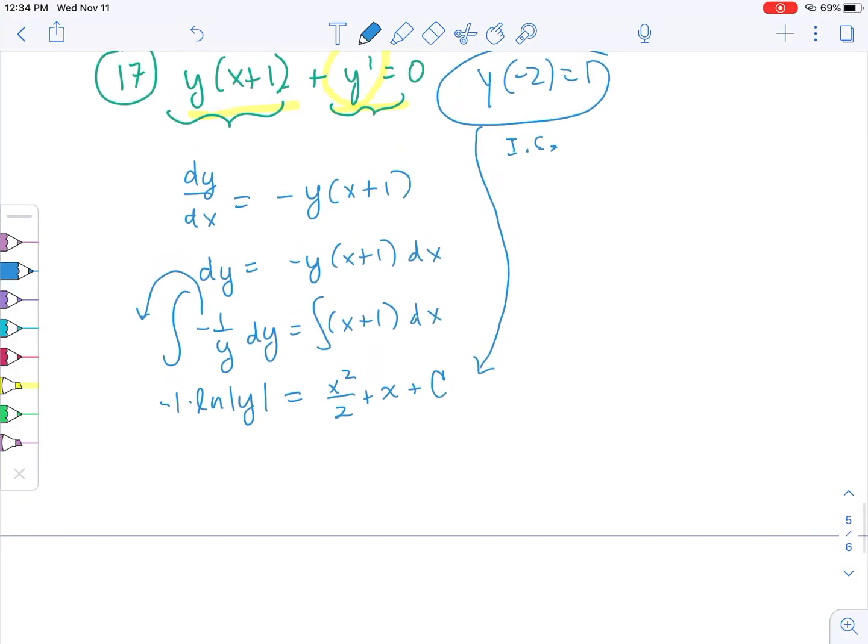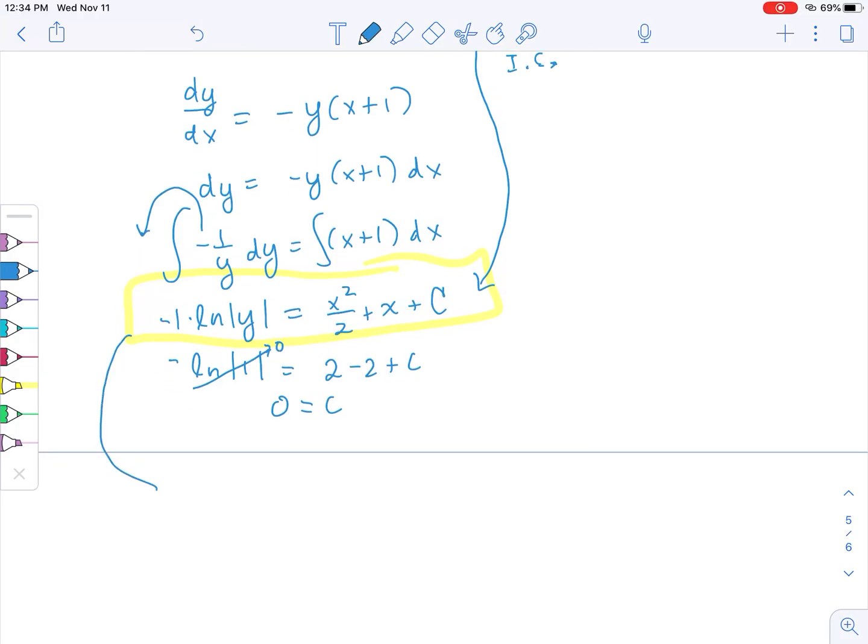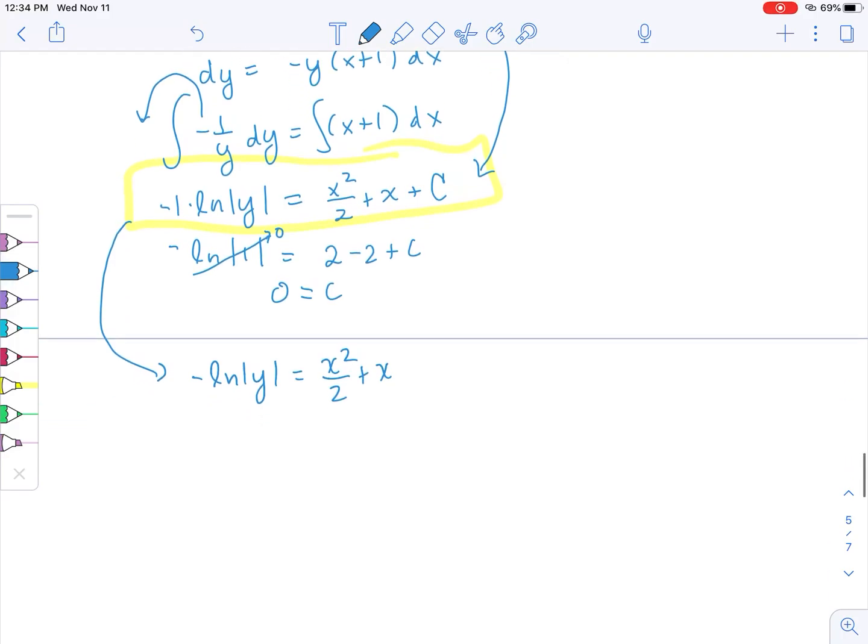We're going to plug that in and get, at y equals 1, ln of absolute value of 1 equals negative (2 squared is 4, divided by 2 is 2) minus 2 plus c. So ln of 1 is 0. So we get 0 equals c. Once we get 0 equals c, we're going to go back to the equation we had with the c in it, bring that down, and now add in our c value, which at this point is 0.